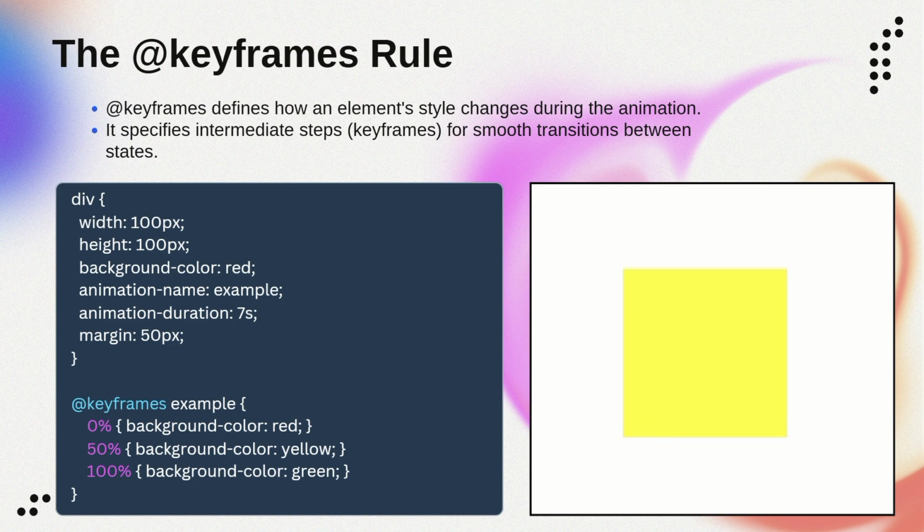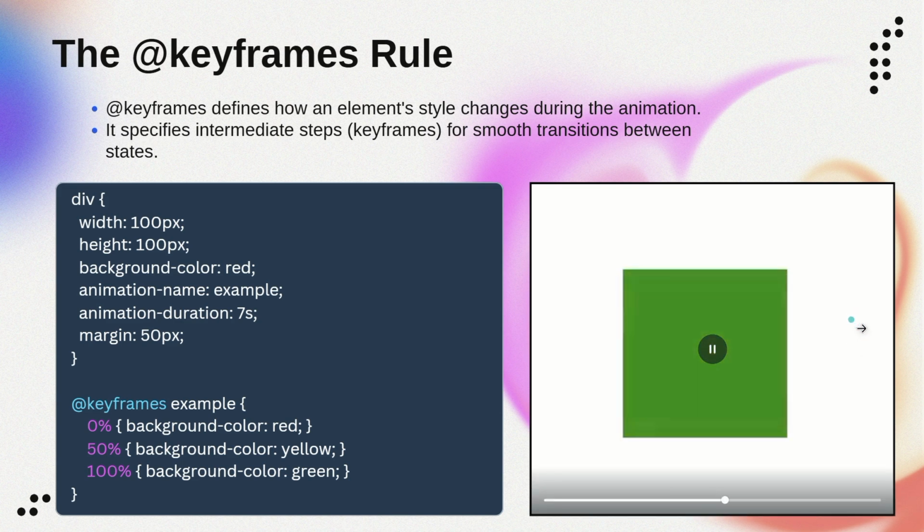Let's look at the keyframes role. The keyframe defines how an element's style changes during the animation. For example, here we have a box changing colors at different stages of animation, starting red, transitioning to yellow, and ending green. Let's see it in action again.